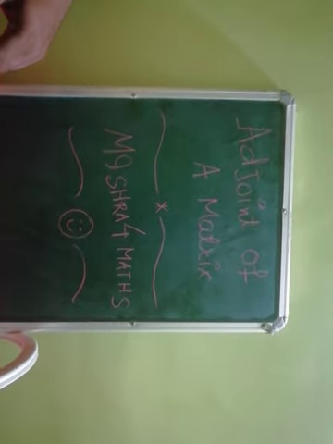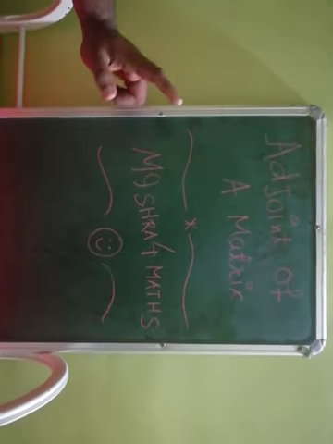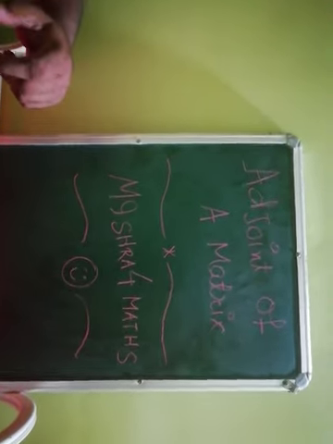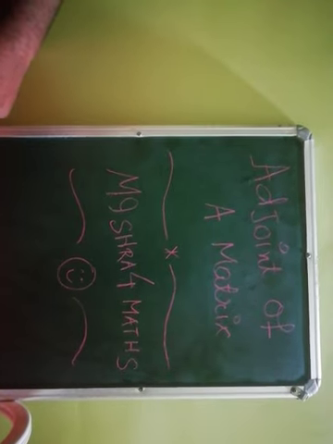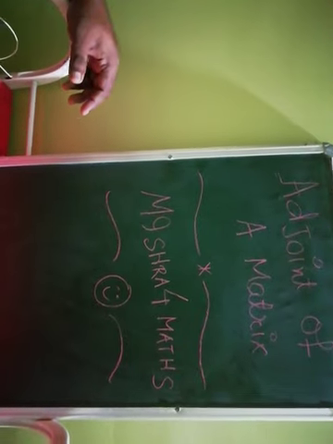We are going to learn about the adjoint of a matrix. And you can recall that in our previous sessions we had discussed cofactors and minors, then the properties of determinants. Previous to that we had discussed matrices and different operations of matrices.